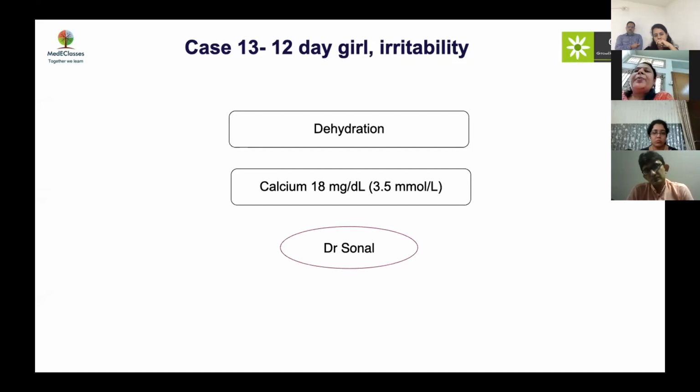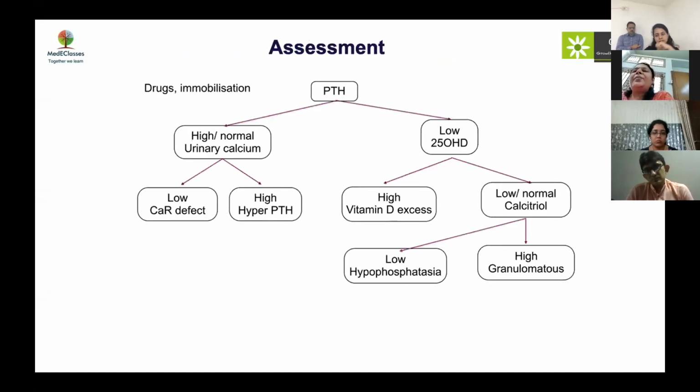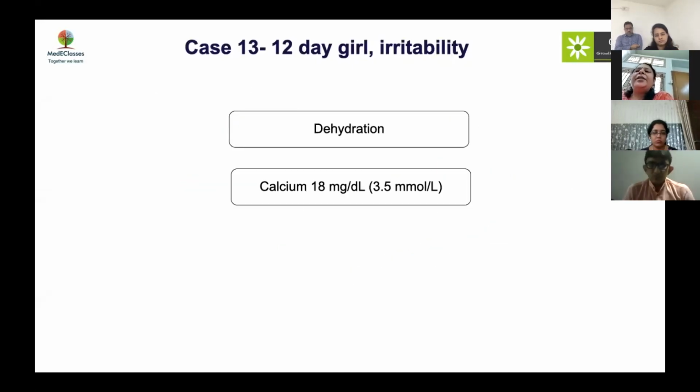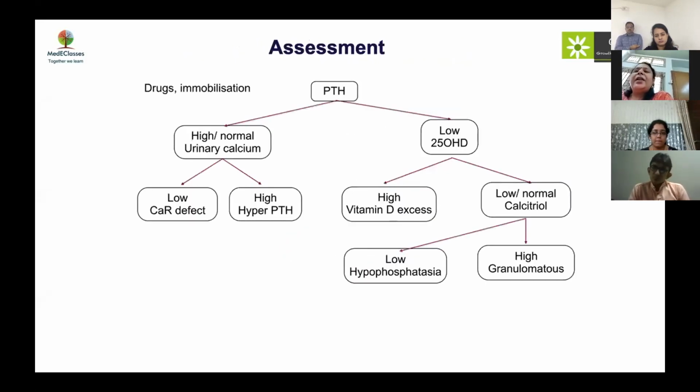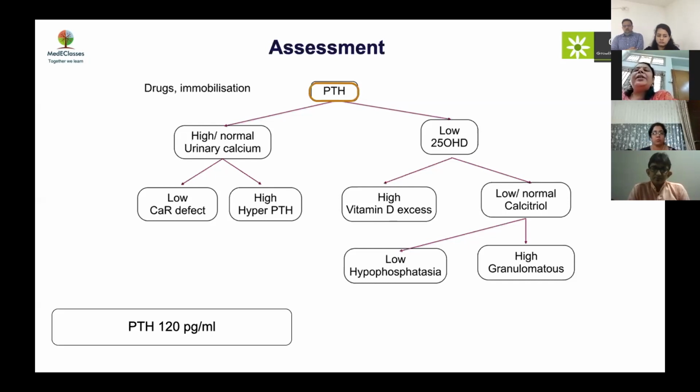So you should suspect hypercalcemia when a patient presents with dehydration, irritability, and encephalopathy. And as the serum calcium level in this child is 18 milligram, more than 12 is considered as hypercalcemia. Now the first step of assessment in this child, after ruling out the history of drugs and immobilization for a prolonged period, is the parathormone level. If the parathormone level is low, then one thing; if it is high or normal, which is found in this case, we must go for urinary calcium level.